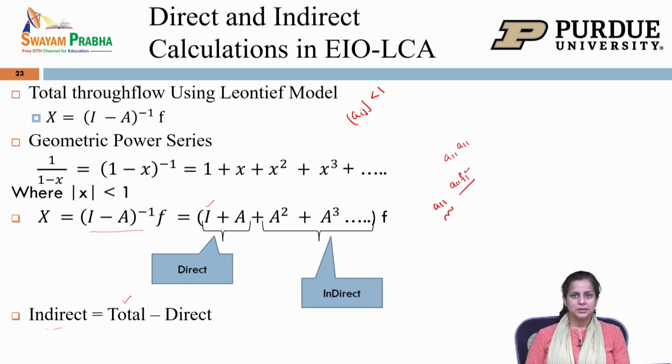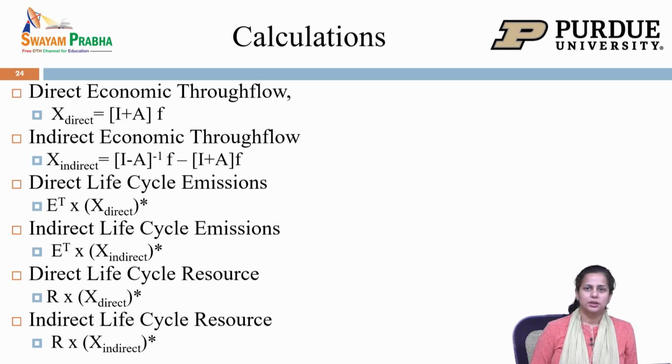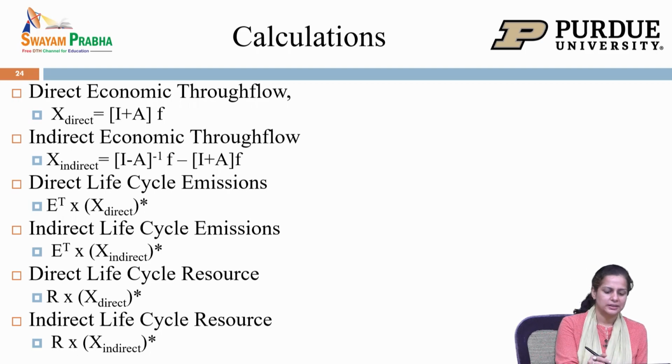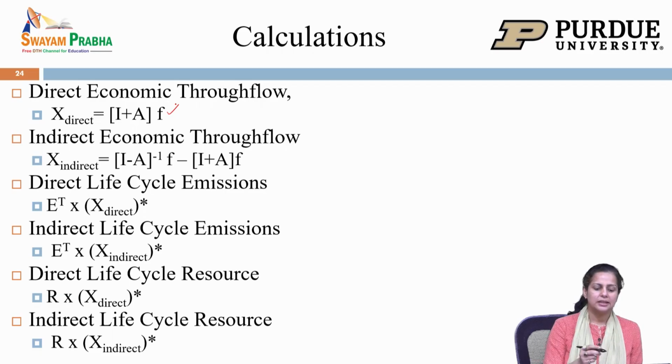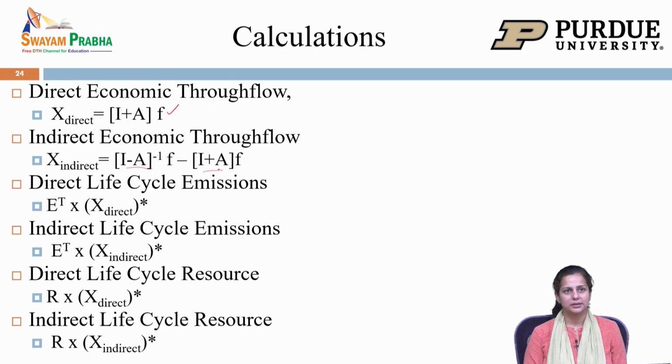Next we will see some examples for the direct and indirect calculations. The calculations are straightforward. For the direct economic throughflow, we just do x direct equal to I plus A times F, and the indirect economic throughflow to support the new final demand can be calculated as x indirect equal to I minus A inverse F, which is the total impact minus the direct impact, and that is how you calculate x indirect.